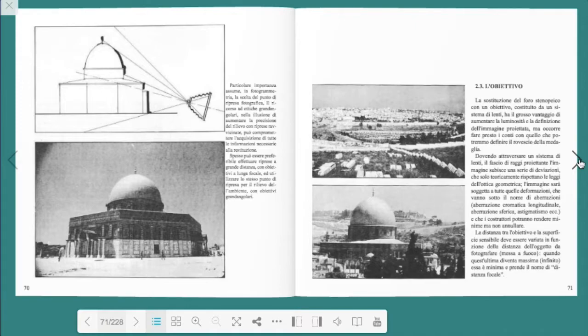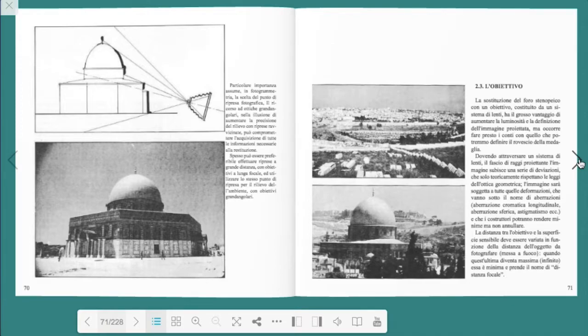The use of wide-angle lenses, in the illusion of increasing the accuracy of the survey with close-up shots, can compromise the acquisition of all the information necessary for the return. Often it may be preferable to shoot at a great distance, with long focal lenses, and use the same shooting point for the survey of the environment, with wide-angle lenses.